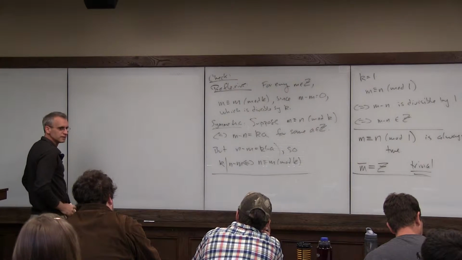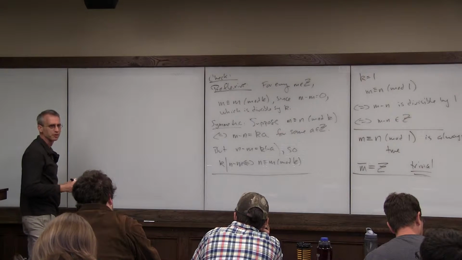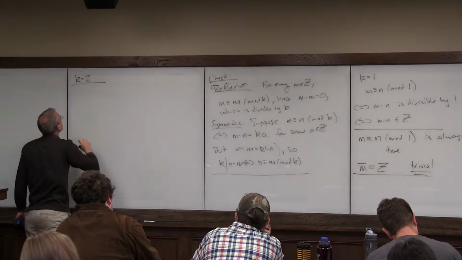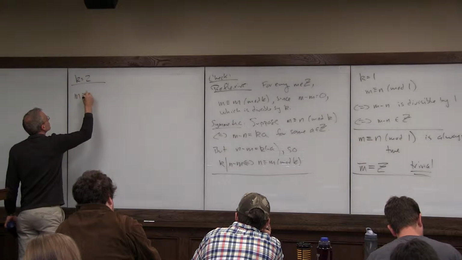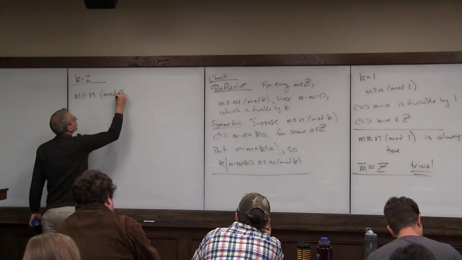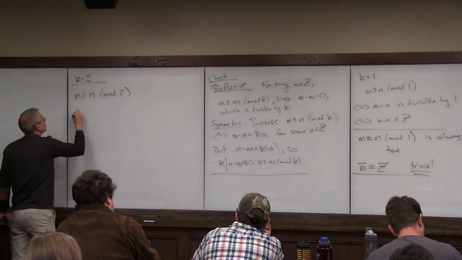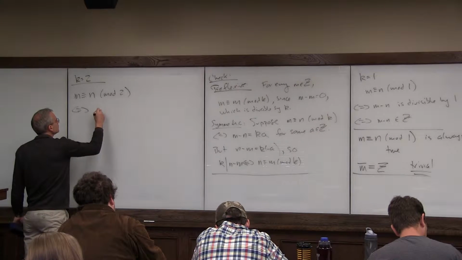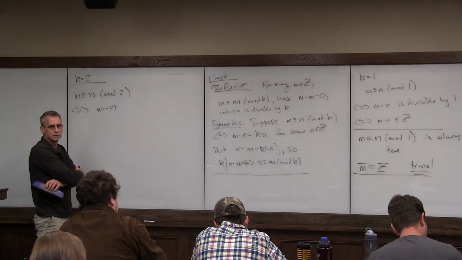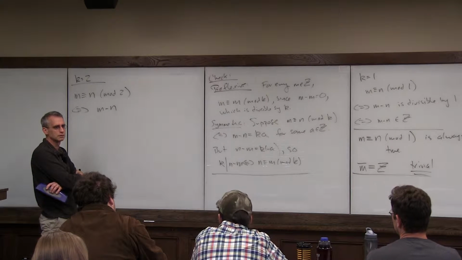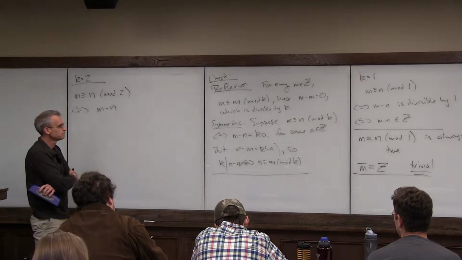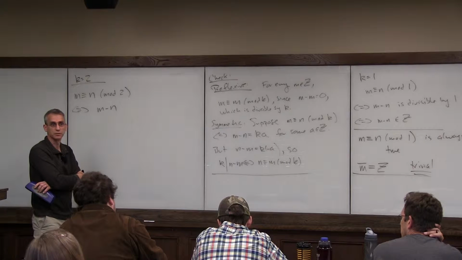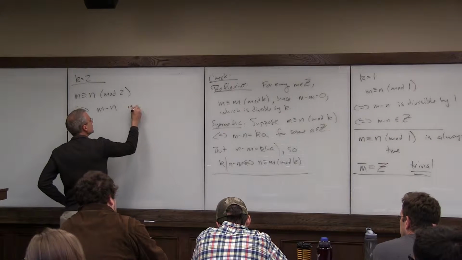Moving right along. This will take forever if we don't stop at some point, right? But okay, we're going to finally get something interesting, k equals 2. So m is equivalent to n mod 2. What does that mean? And what's another way to say something is divisible by 2? Yes, m minus n is even.